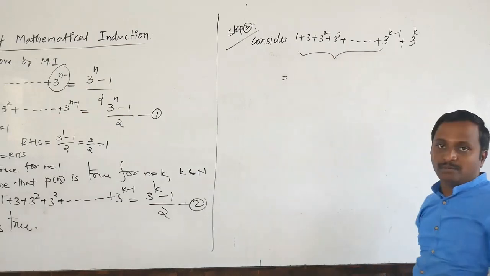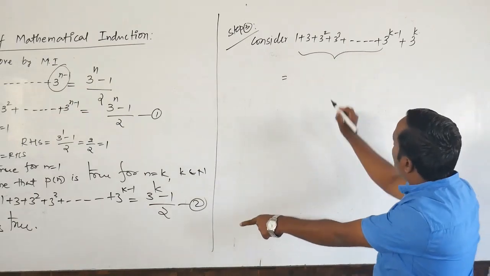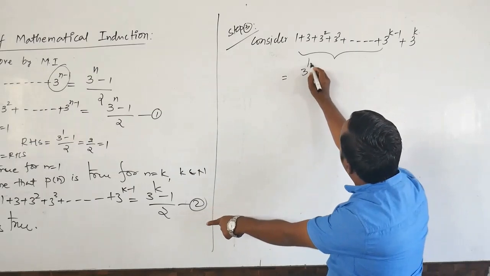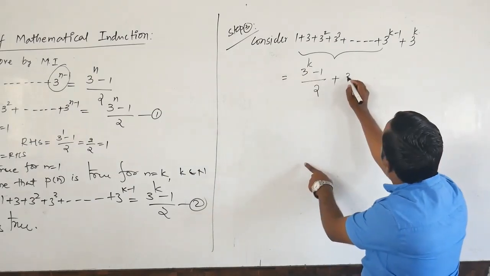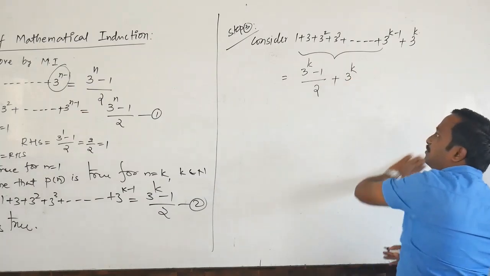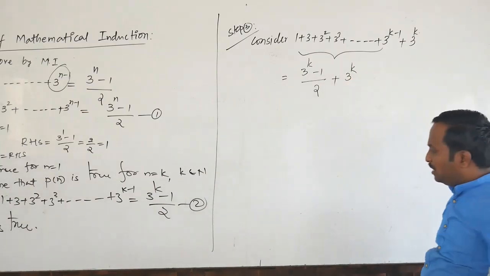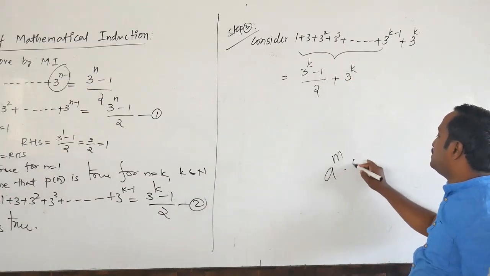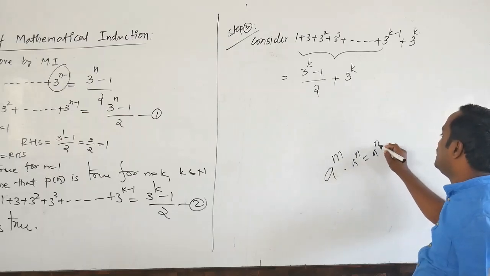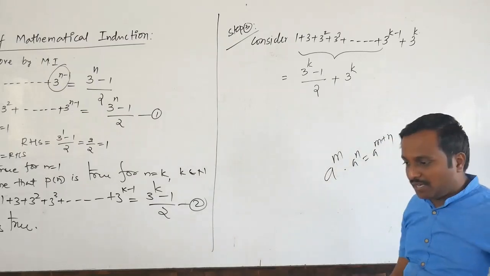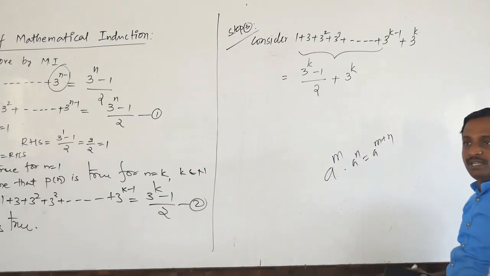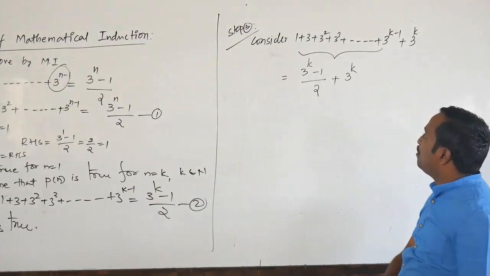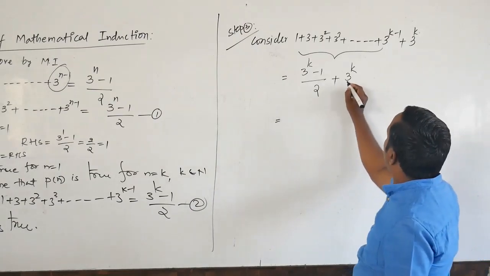So this is nothing but, from step 2, I can write 3 raised to k minus 1 by 2 plus this, keep as it is. To understand this, everyone must first know that a raised to m into a raised to n is equal to a raised to m plus n, the law of indices. I hope you got that point. You know it already. So LCM.